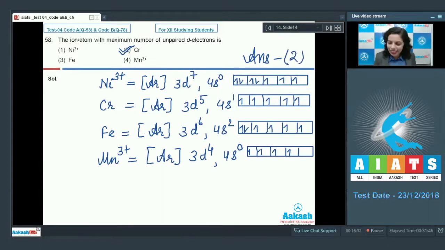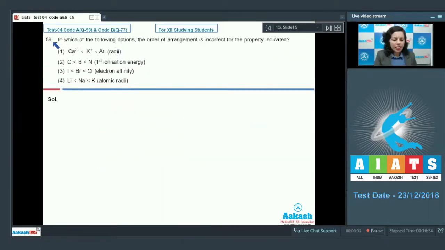Now after this, let's take question number 59. In which of the following options is the correct order of arrangement incorrect for the property indicated? We have different options given here. Along with the given species, a certain property is also given.